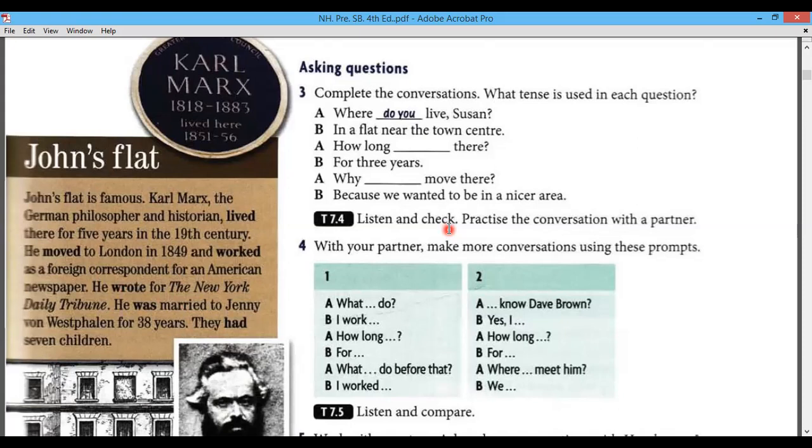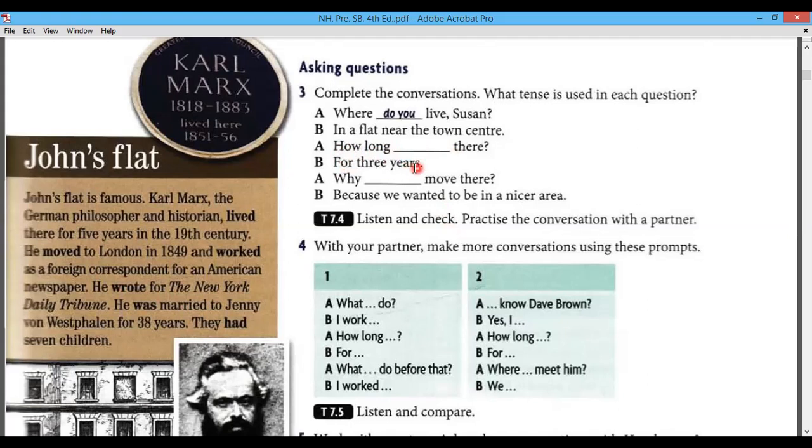Okay. Can you follow? How long, again? How long have you lived there? Have you lived? Present perfect. She still lives there. That's why we use present perfect. Have you lived: verb 3.